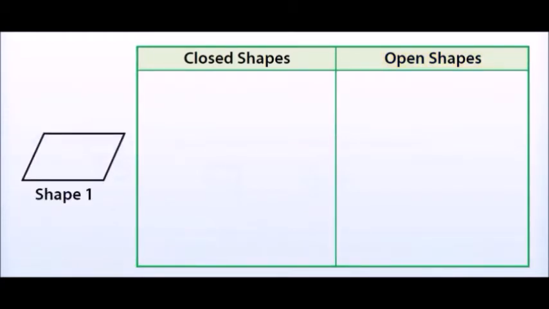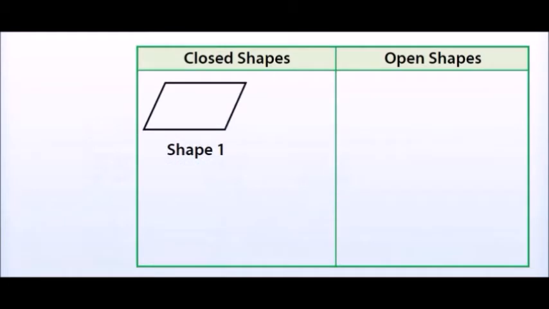Is shape 1 a closed shape or an open shape? One way to tell whether a shape is closed or open is by tracing it. We'll start at this end point. Shape 1 starts and ends at the same point. Is it a closed shape or an open shape? Shape 1 is closed. Now let's look at different plane shapes.